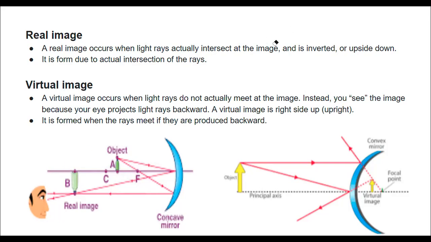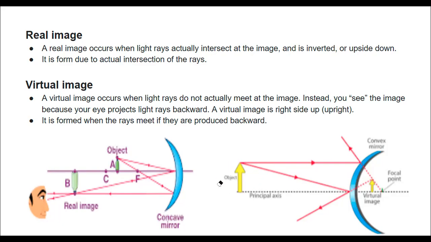Then what is a virtual image? A virtual image occurs when light rays do not actually meet at the image. Instead, you see the image because your eye projects light rays backward. A virtual image is right side up. Whenever you have an image from a plane mirror, you always have a virtual image. Only because of that, you do not have a real image, but your eyes project the light rays backward.